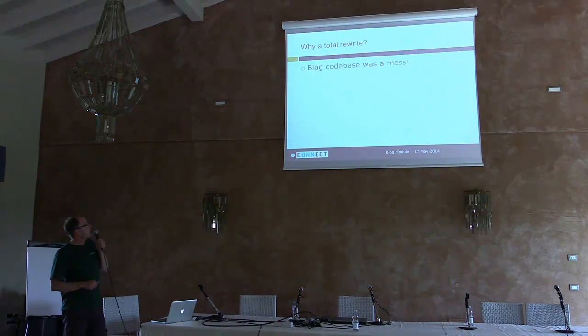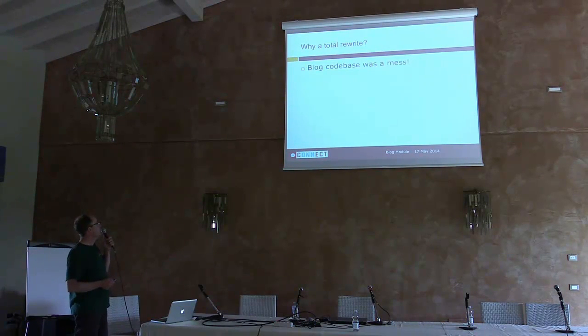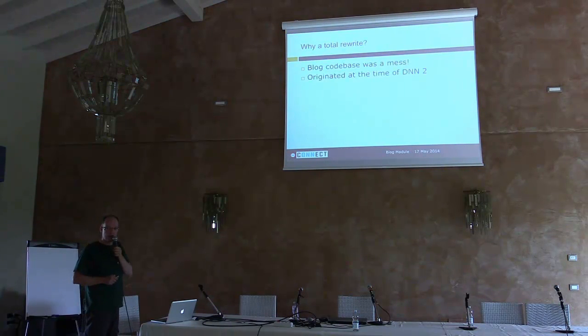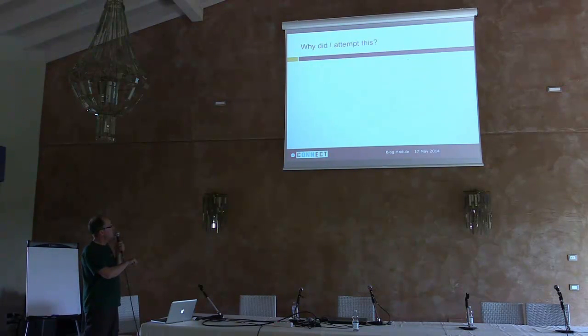So why did I completely rewrite it? I invite you to have a look at the code base of blog version 5, 4, or 3, and I think you'll quickly see why it needed to be rewritten. It was a total mess. And keep in mind that code originated at around DNN2, and it was never changed since then. So yeah, there's a lot of dead wood there, and there had been no rewrite since that time. And like I said, version 5 was an unfinished integration.